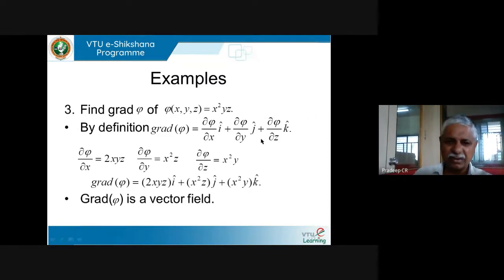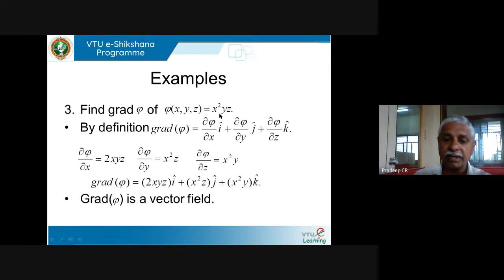Now these are all standard questions, so I'll go very fast here. Find grad phi if phi is x square yz. All you do is find del phi by del x. If this is phi of x, y, z, del phi by del x is obtained by differentiating with respect to x, which means keeping y and z constant. So it will be 2xyz. You differentiate only x square for del phi by del x.